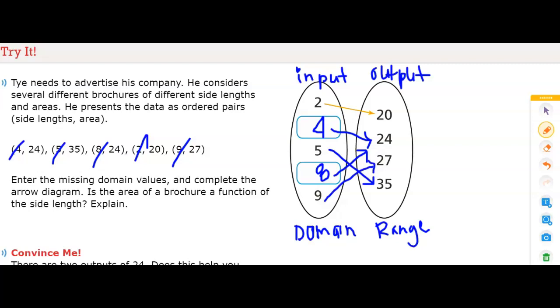The question is, is the area of a brochure a function of the side length? And the answer would be that it is a function because all of our inputs are connected to only one of our outputs. So yes, it would be a function.